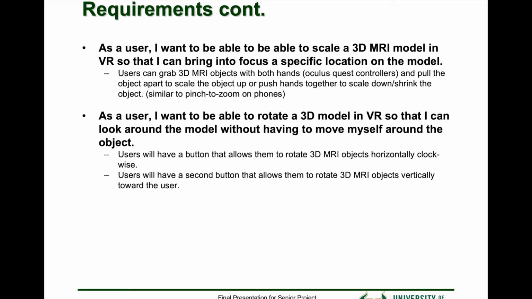All right, and the acceptance criteria being that users will have two buttons. One is for horizontal rotation, one is for vertical rotation. This is with a user interface type thing that we just deploy into the environment that lets them rotate it these ways. And that is all for the requirements.